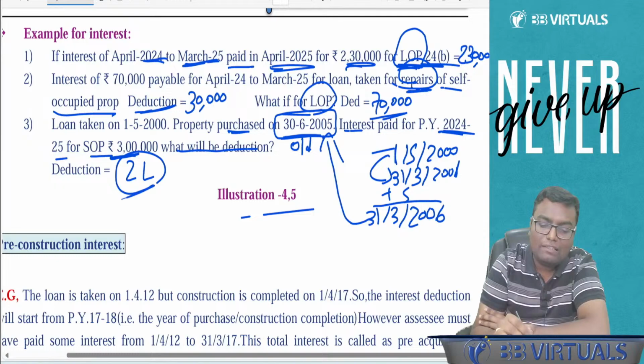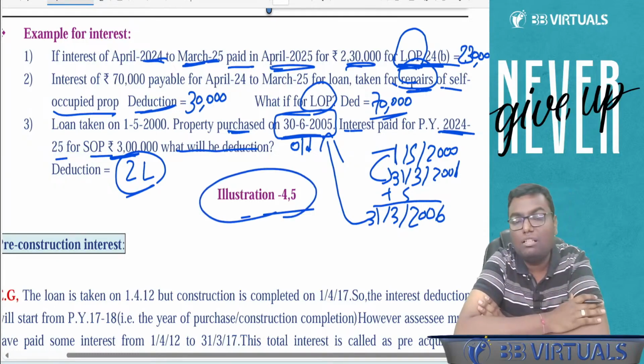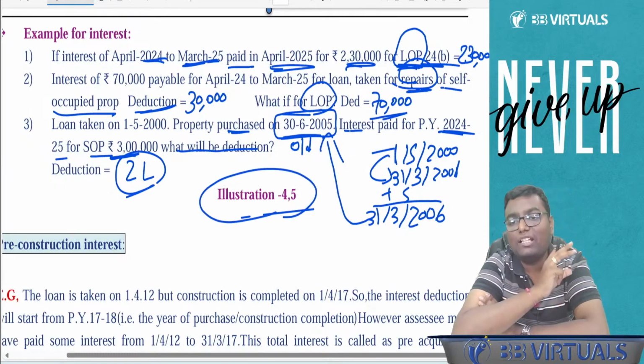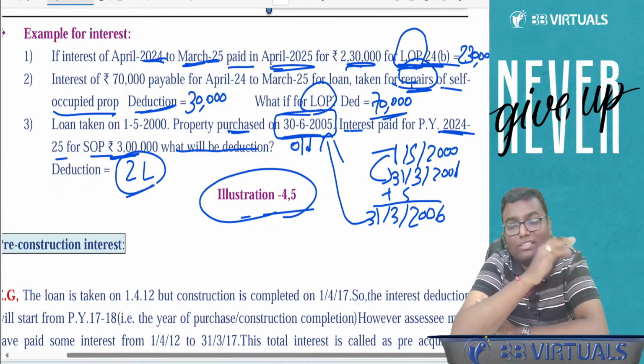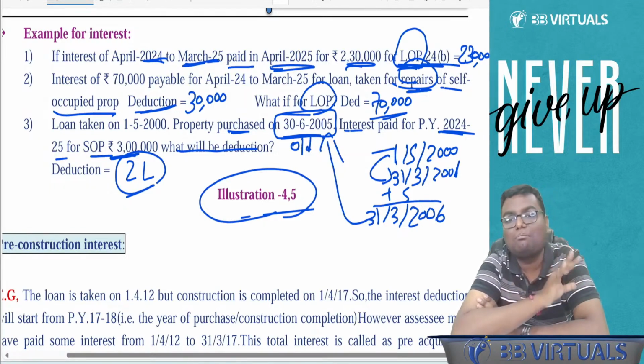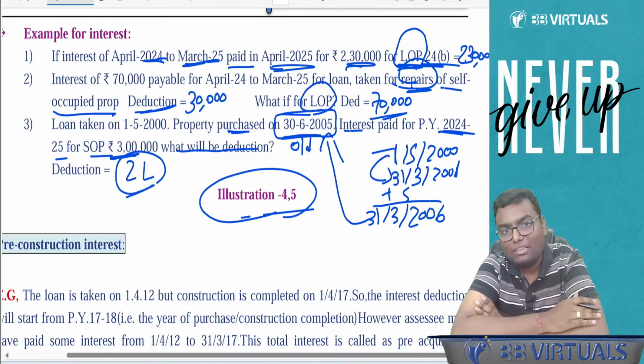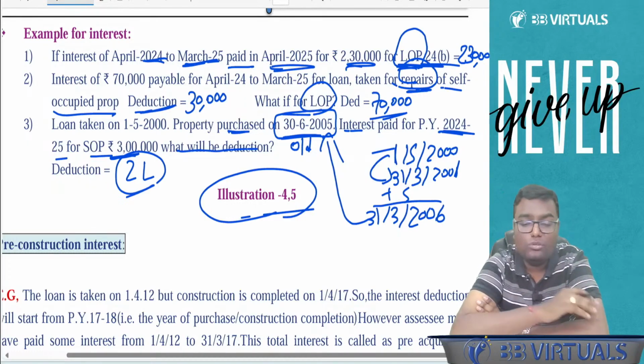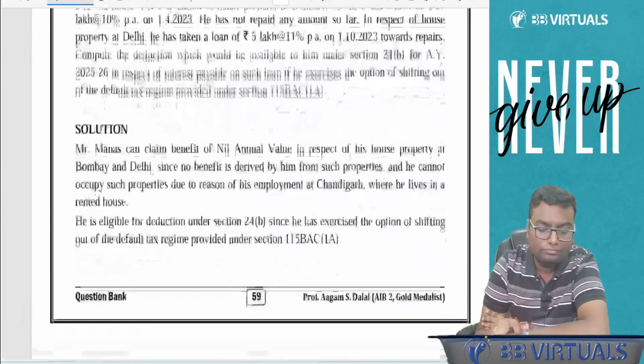Now, based on this, let us understand illustration number 4, illustration number 5. Now, these are that big kind of example which can be asked in the examination, wherein all the things will get merged from GAV till interest on borrowed capital. Everything will be merged in one particular example. This is the full-fledged example. Going to illustration number 4.